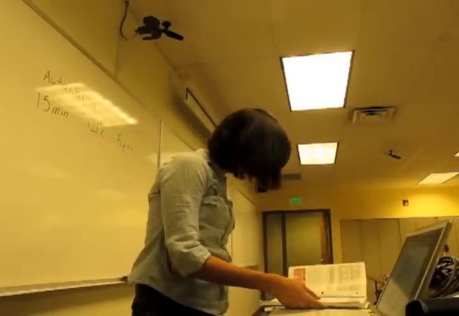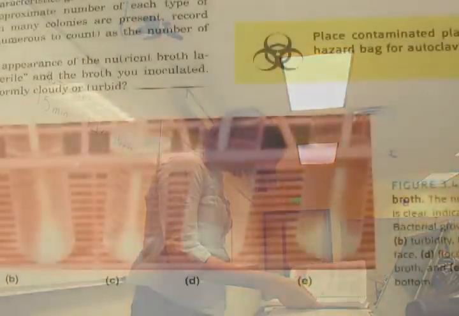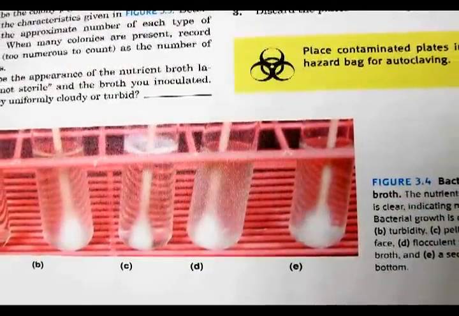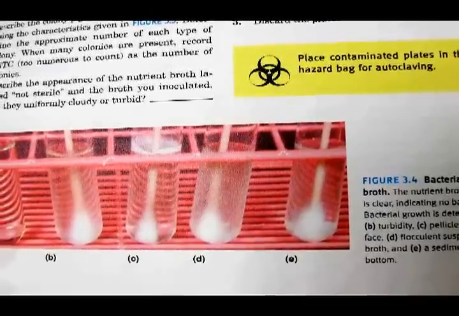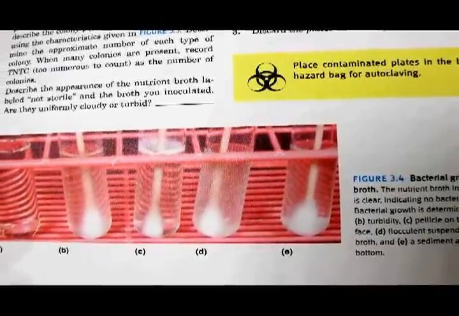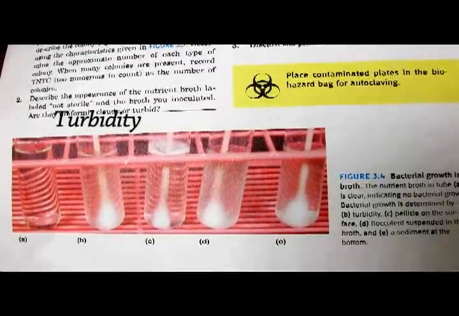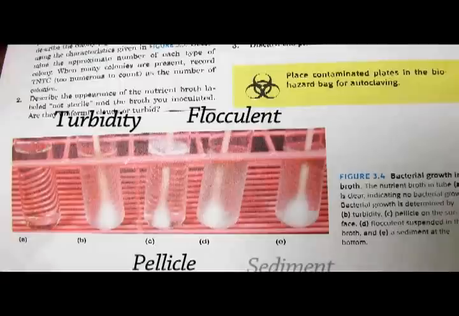In my lab, it's on page 28, where it talks about flocculent, pellicle, and sediment. So I would be familiar with those terms. It's just different ways of observing bacteria in a broth. These are only terms that are used with bacteria in broth cultures.